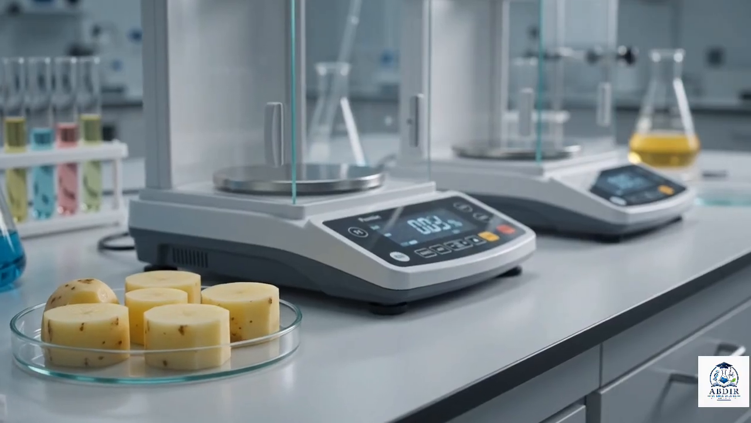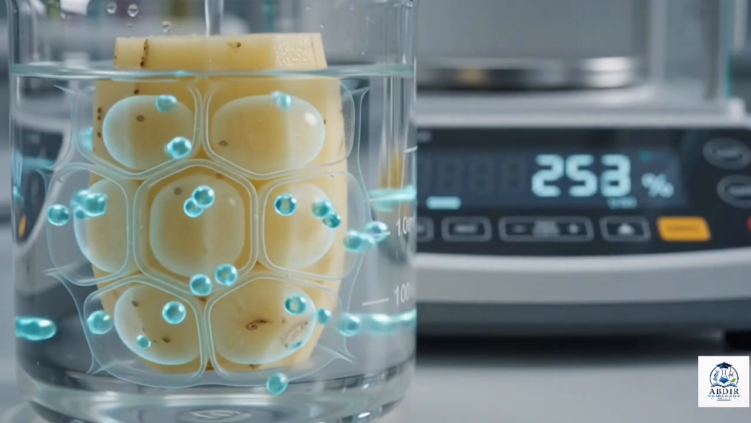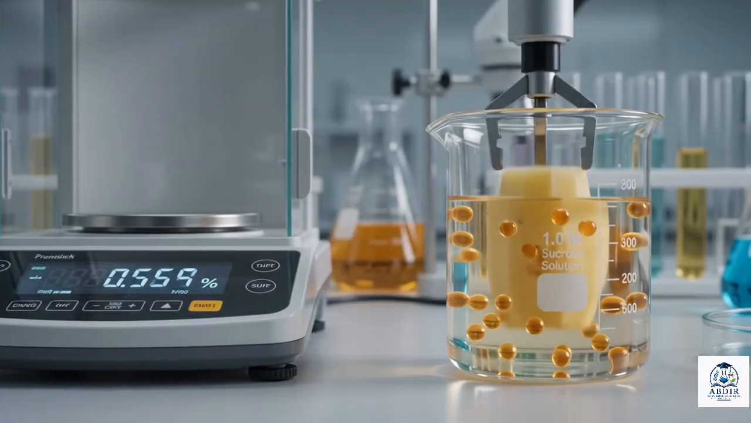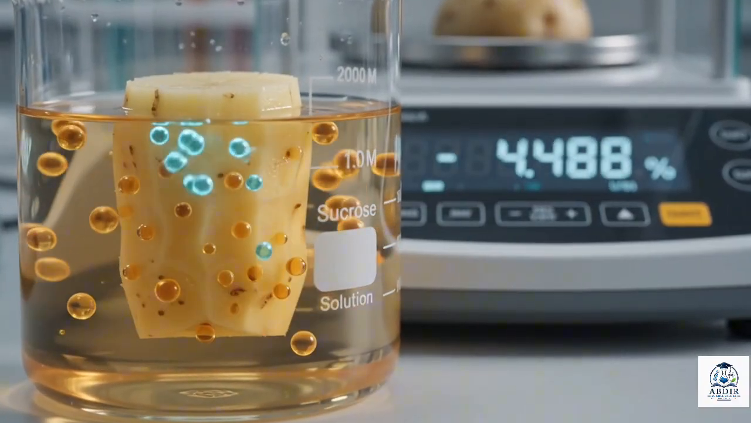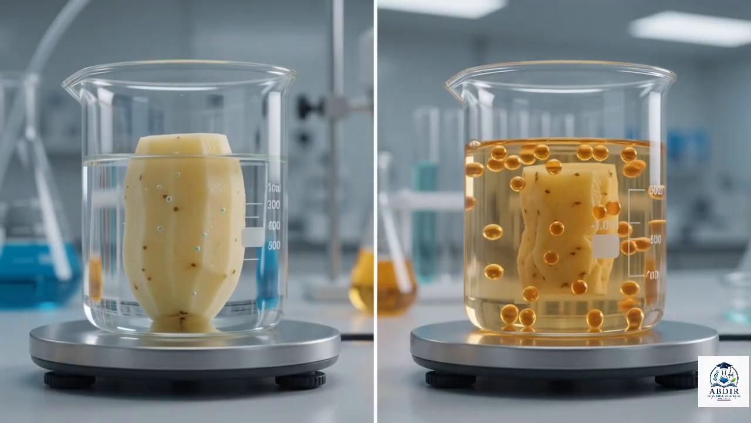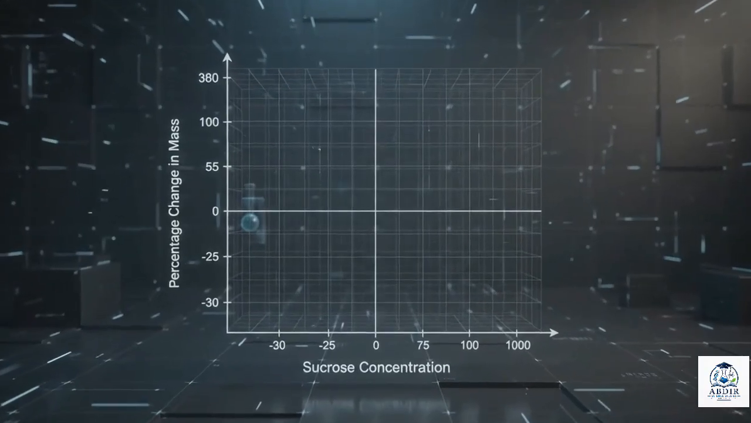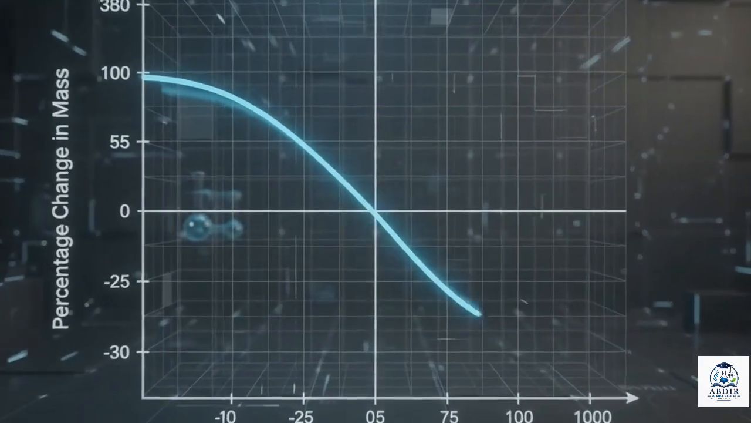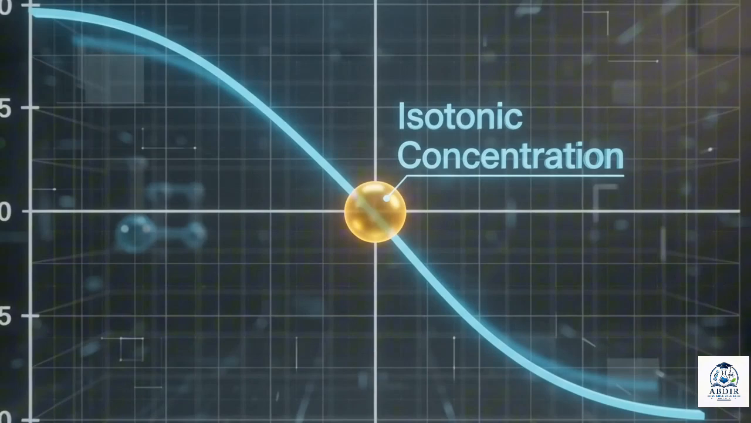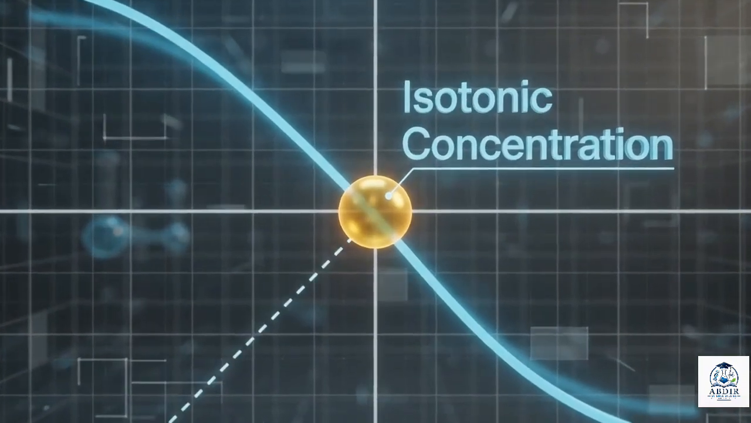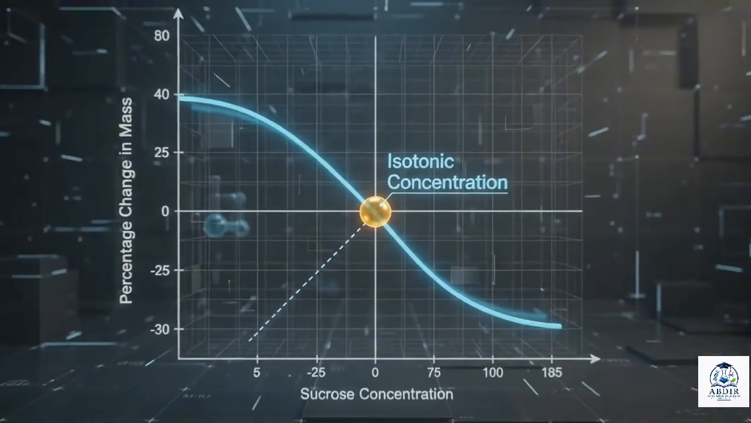To measure osmosis in living systems, potato cylinders are bathed in varying sucrose concentrations. Water entry increases potato mass, while water loss reduces it. The point where the line crosses 0% mass change identifies the exact solute concentration inside the potato cells.